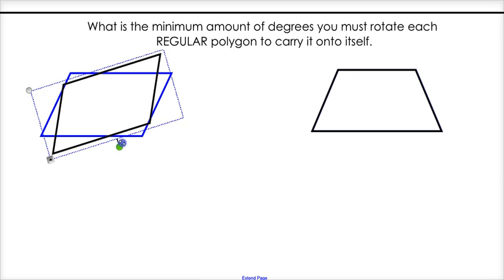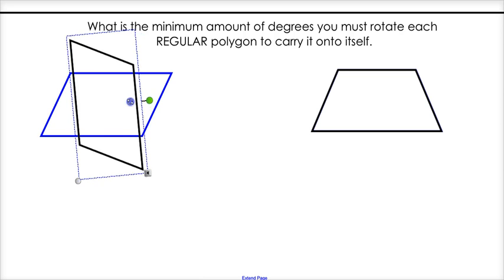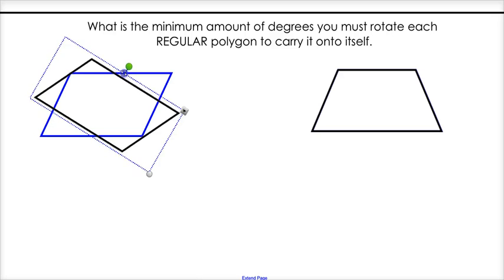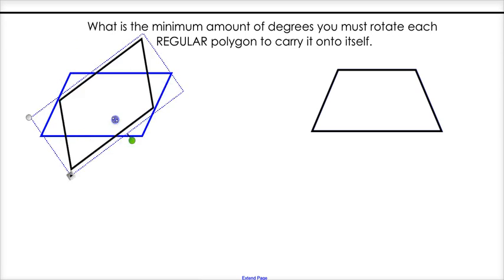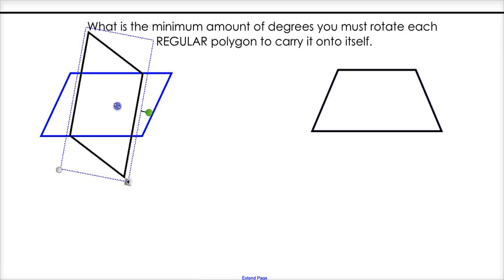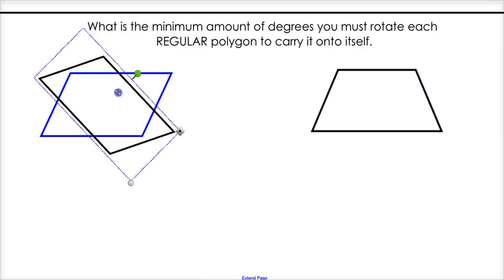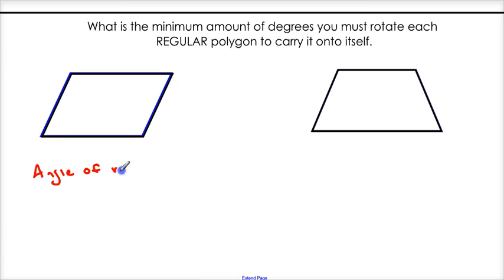If you turn it 90 degrees, that doesn't carry on to itself. But if I do it by 180, it carries on to itself, right? So let's try it again. All right, we're trying to figure this out. So we're going to go 90, doesn't carry onto itself. 180, 2 turns, and it does. So the angle of rotation to carry it onto itself is 180 degrees.